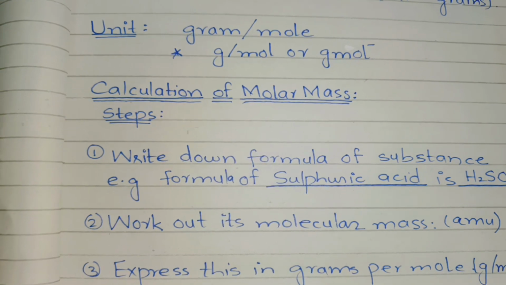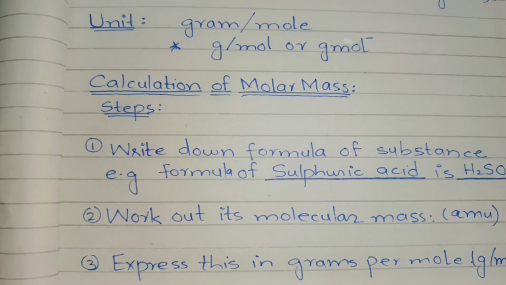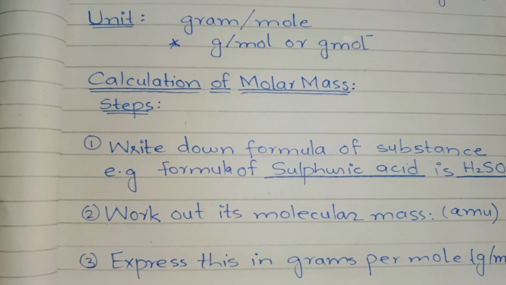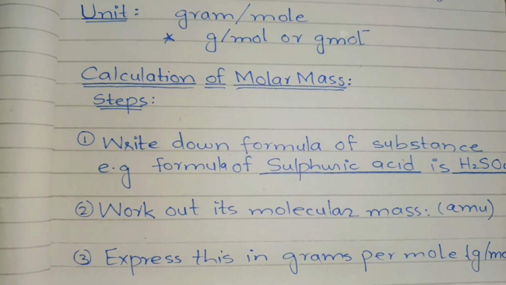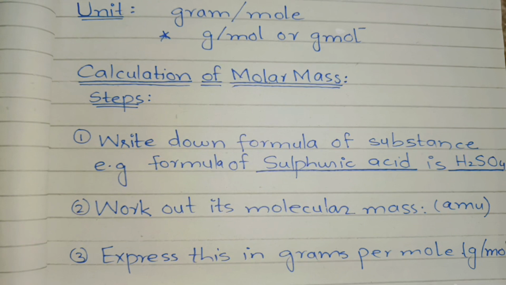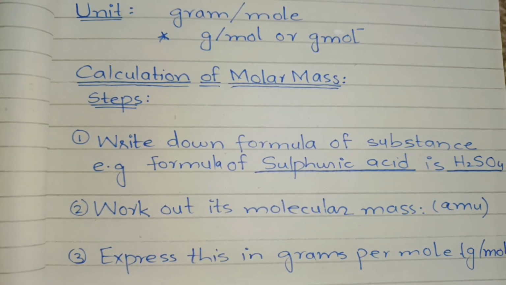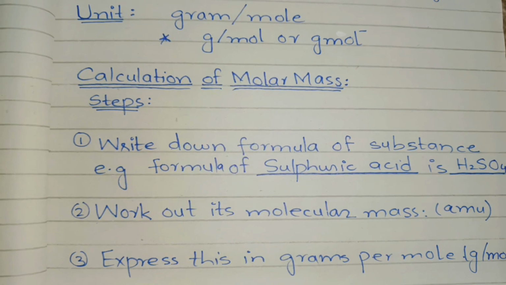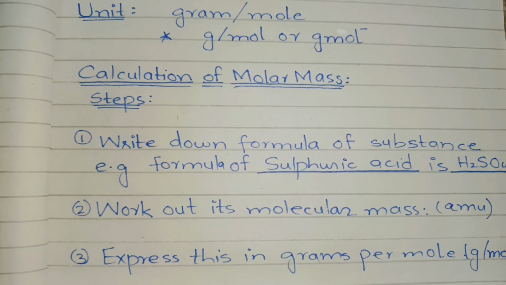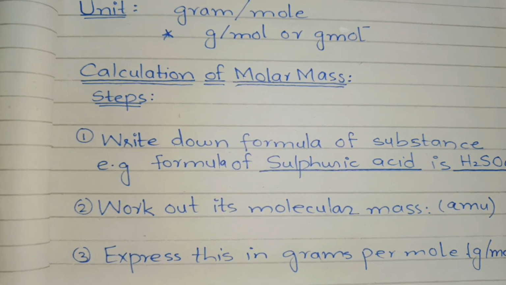Now coming towards the calculation of molar mass, so there are certain steps, 3 steps from which you can calculate the molar mass of any substance. The first step is you have to write down the formula of the substance which is given to you, just like we have sulfuric acid. So its chemical formula is H2SO4.